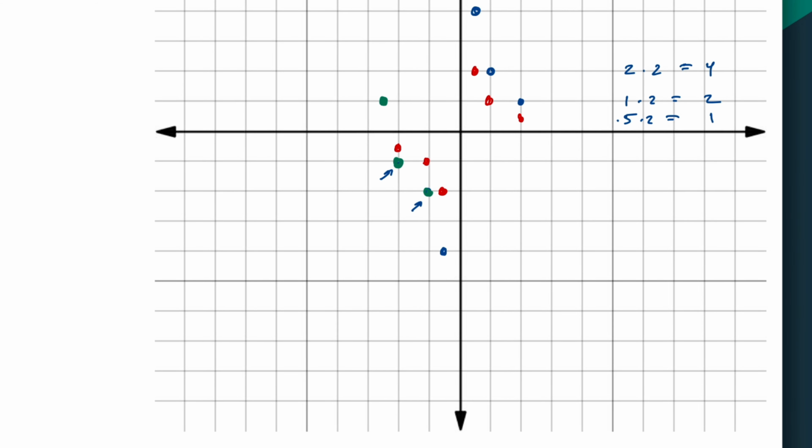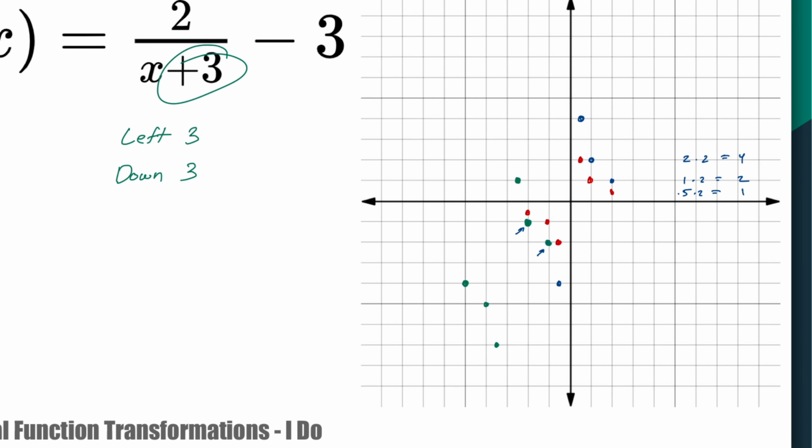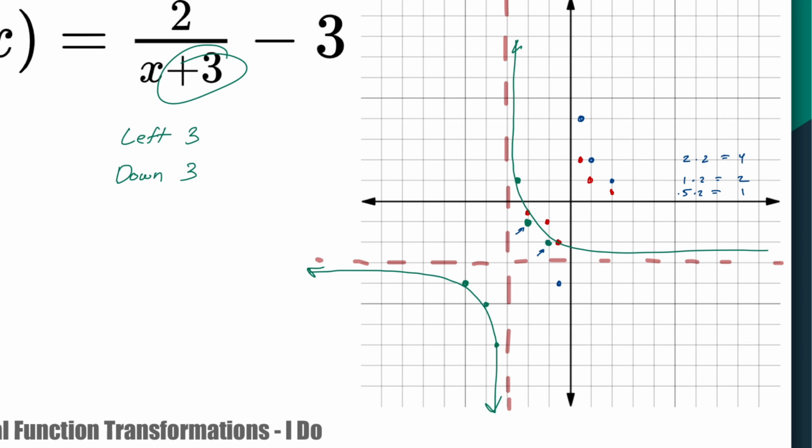Left 3, 1, 2, 3, down 3, puts me here. Left 3, 1, 2, 3, down 3. And then 1, 2, 3, down 3. Okay. Now I'm going to draw my horizontal and vertical asymptotes. So I should have one at -3. And I should have one at the other -3. Okay. Now I can draw my function. And it will look like that.